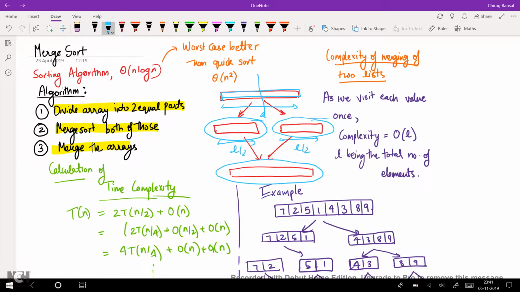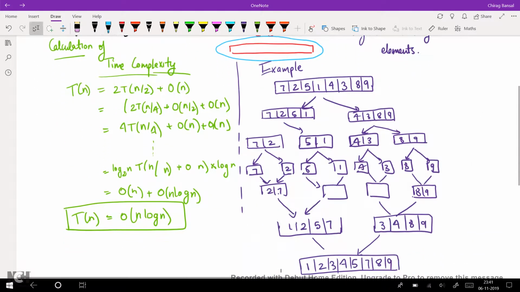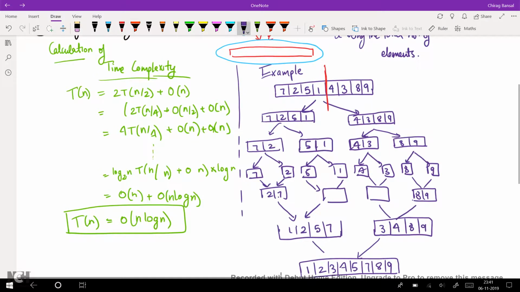Let's look at an example to understand better. Here we have an array 7 2 5 1 4 3 8 9. So according to merge sort, we divide it into two equal parts. Then we have two smaller arrays. Then we divide them further again into two equal parts. Here note that I am saying two equal parts, but if there are an odd number of elements, they might not be equal. There might be a difference of one, but we will still consider them as equivalent.